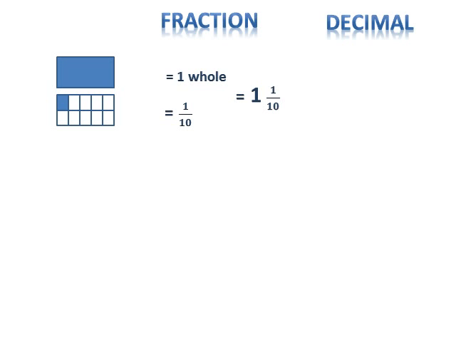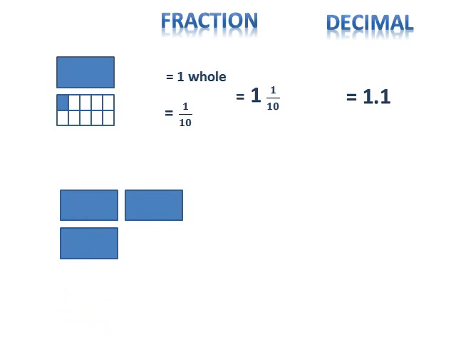Now, how do we change 1 and 1/10 into decimal? The first one is for the whole number 1, and then 1/10 from Monday's lesson. How do you write 1/10 in decimal? It's 0.1. So therefore, 1 and 1/10 is 1.1. Okay, let's try another one.